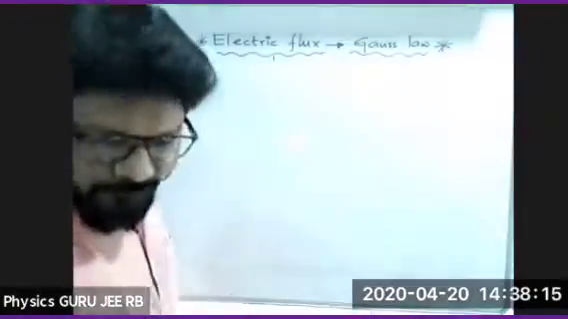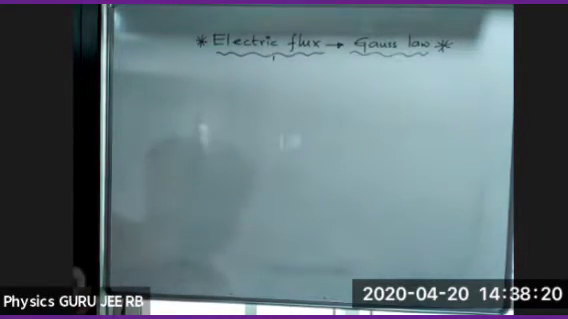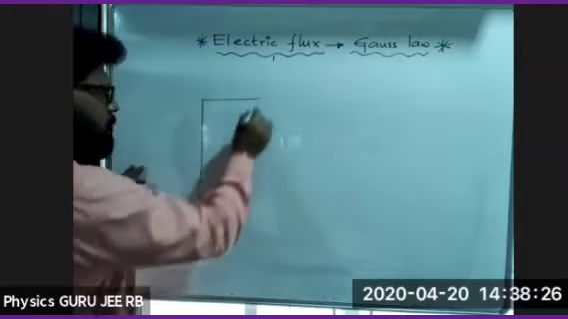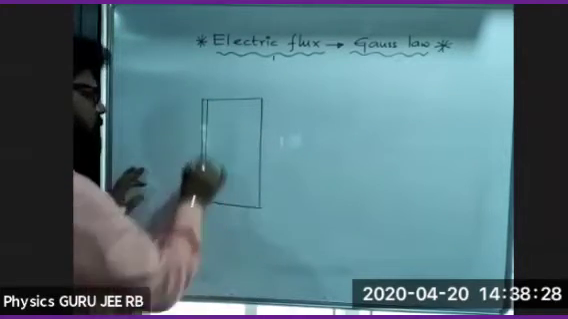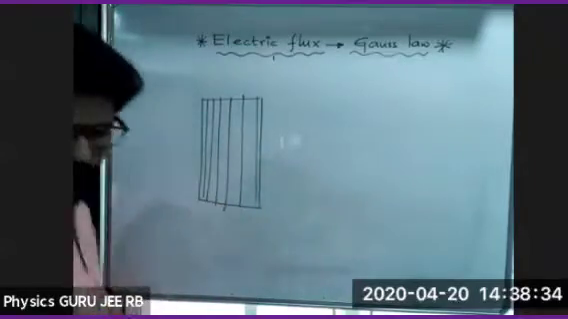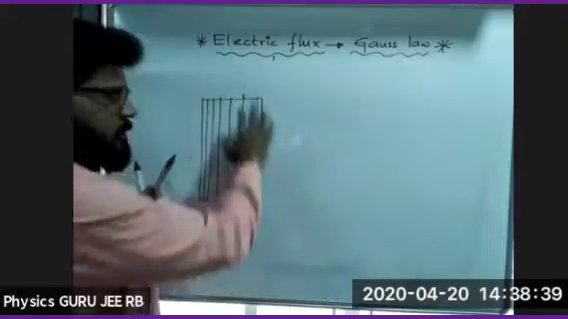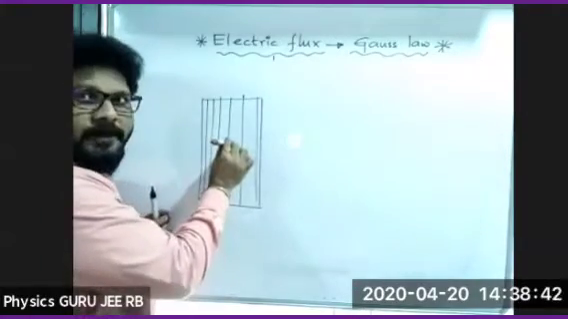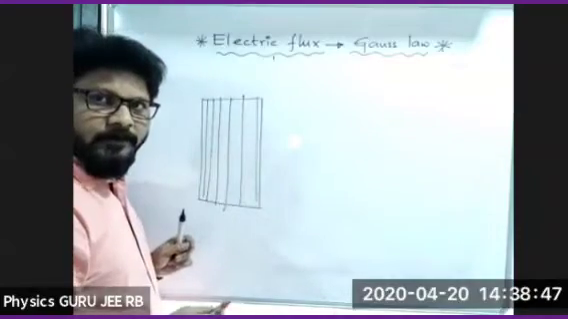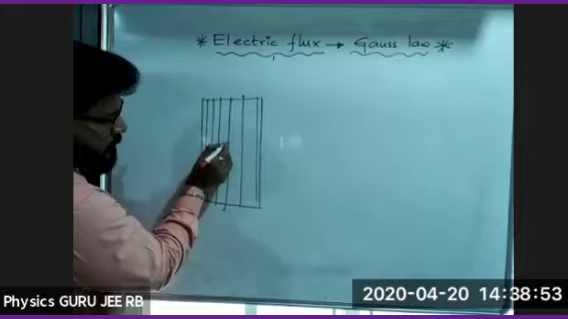Is it clear now? Now I'll take one example. Here I'm taking a surface. I'll take the direction of area. For example, if this is a sheet, area will be like this, perpendicular to the sheet, right? Yes or no? Perpendicular to the surface. Let us imagine here electric lines are going like this.